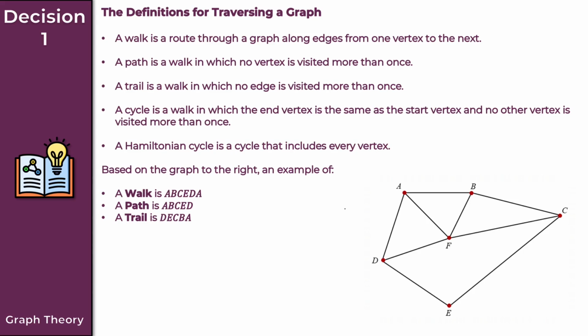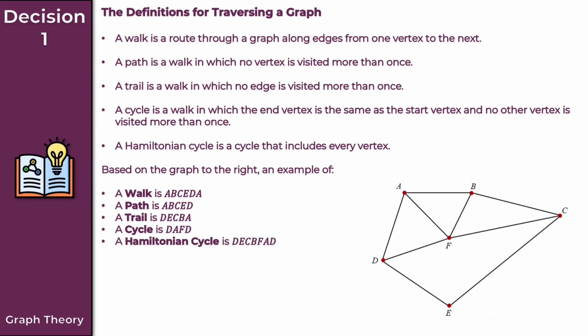Again, there's multiple different trails that you could include there. Now, an example of a cycle here would be D, A, F, D. Again, there's multiple different cycles you could do here. For example, I could do A, B, F, A. That would be another example of a cycle.